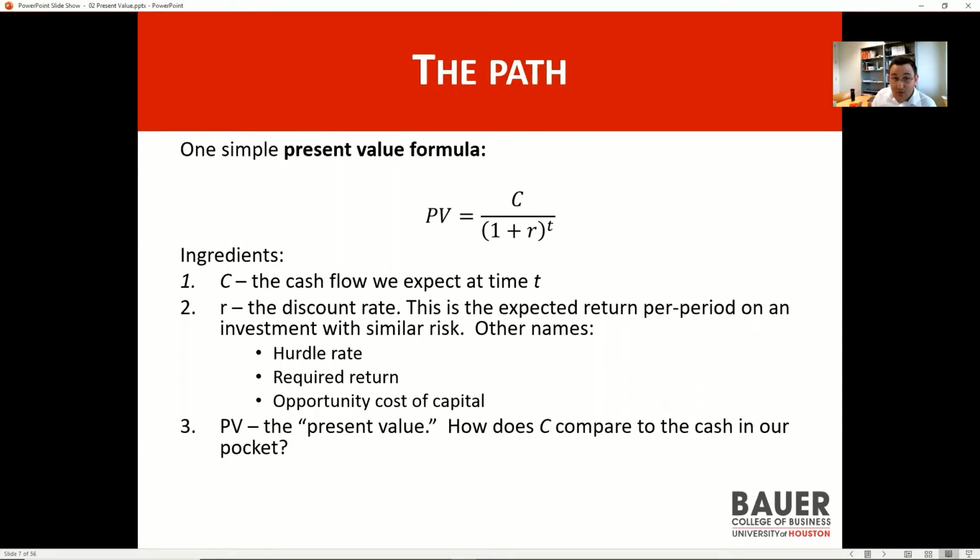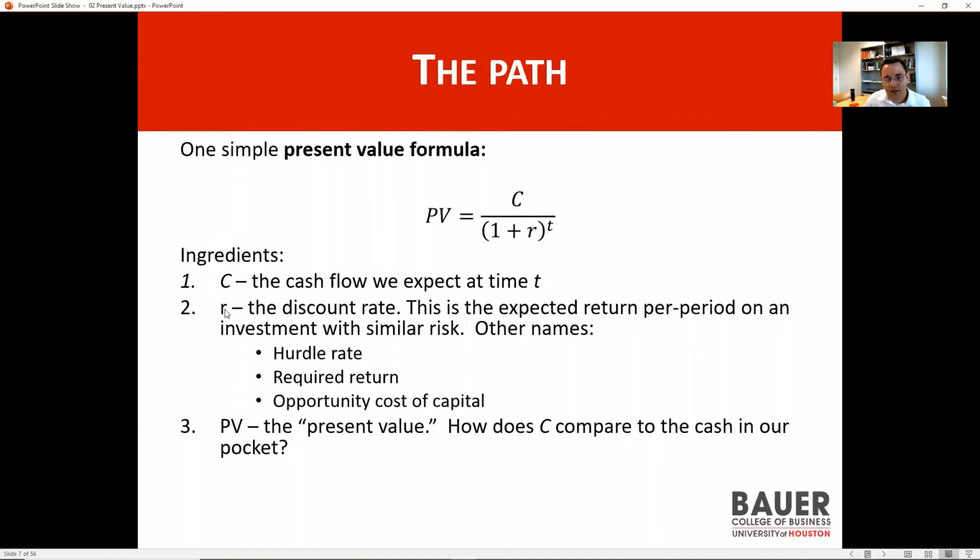The path is through this one very simple formula. The present value formula, you've seen it before. The present value of a cash flow is equal to C divided by 1 plus R to the T. What are the ingredients here? Well, C is some cash flow that you're going to get in the future, right? We're expecting to get C at time T. Okay, so right there, that's two ingredients. You've got C and T.